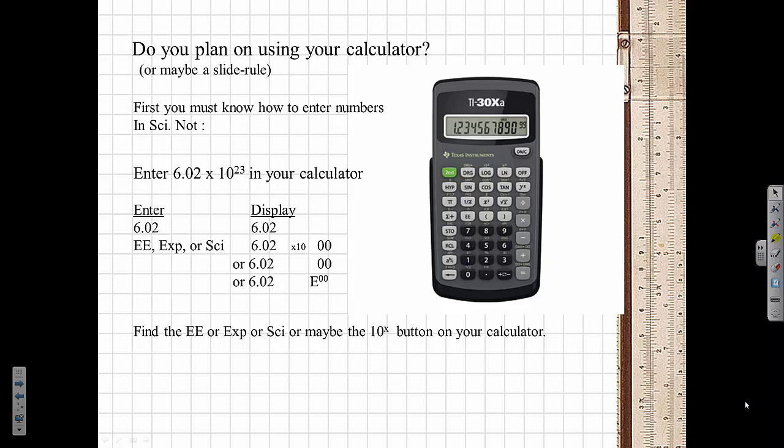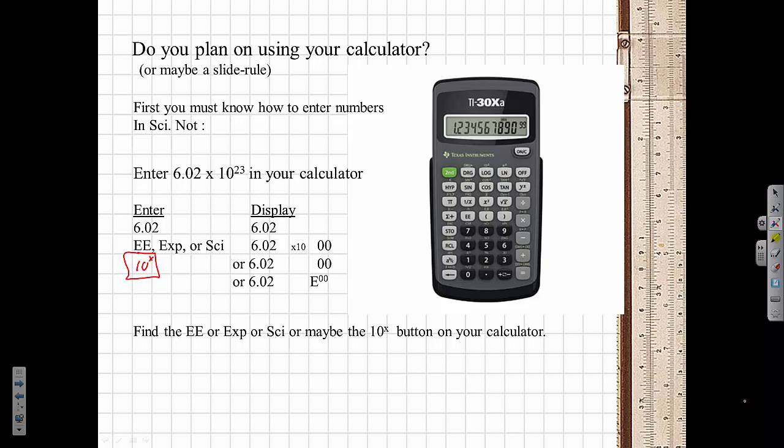The display on your calculator will read 6.02. Then you press the EE, or maybe it's an EXP button, or maybe an SCI button, or sometimes it's even a 10 to the X button. I've also seen it that way as well.